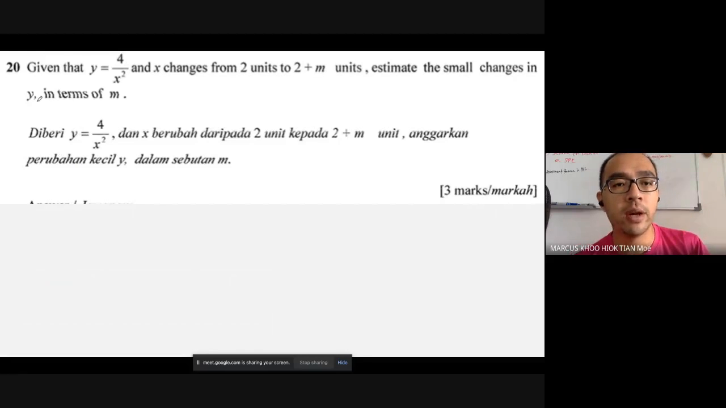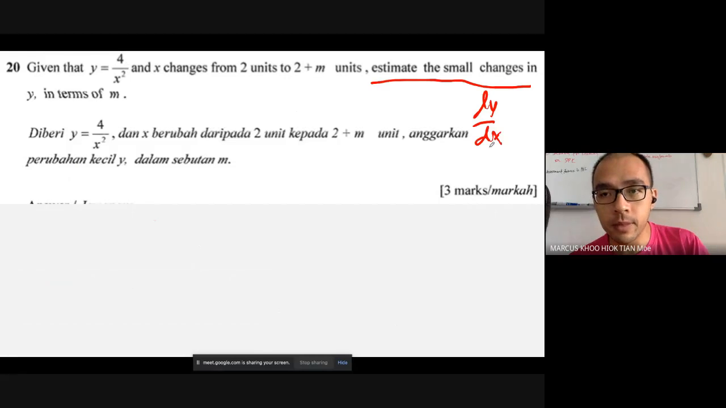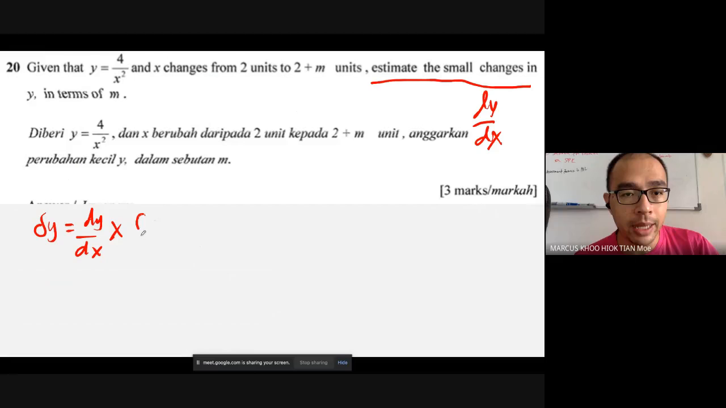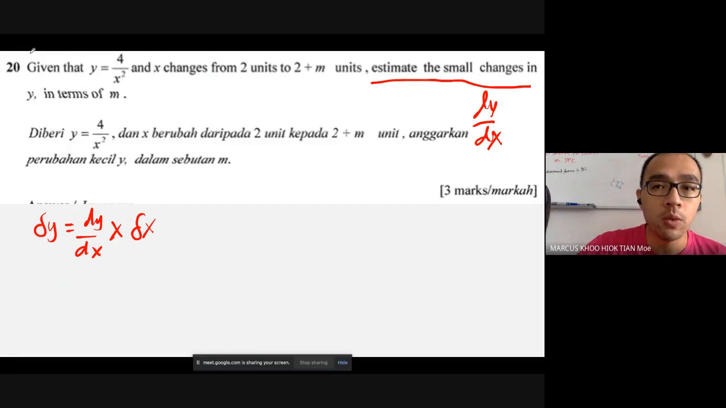Okay, question 20. Given that y equals to 4 over x squared and x changes from 2 units to 2 plus m units, estimate the small changes. Now, this is from the topic that we learned end of last year, but not everyone came for the class. Which is differentiation, the one that we did dy dx. Because this is a small change question, we are talking about this one. Del y equals to dy dx times del x. Small change in y equals to the differentiation times the small change in x. Even if the small change is m, it's still change.